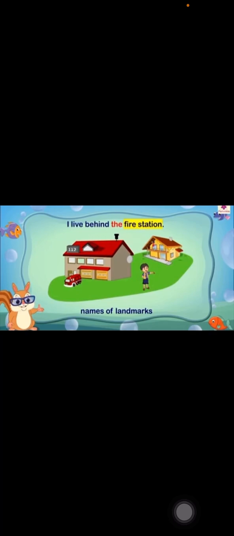Next, before names of landmarks. For example, I live behind the fire station. The fire station is a landmark of a home. So before landmarks we have to use the article. Next, before monuments. The Taj Mahal is an epitome of love. So before monuments we have to use the article.